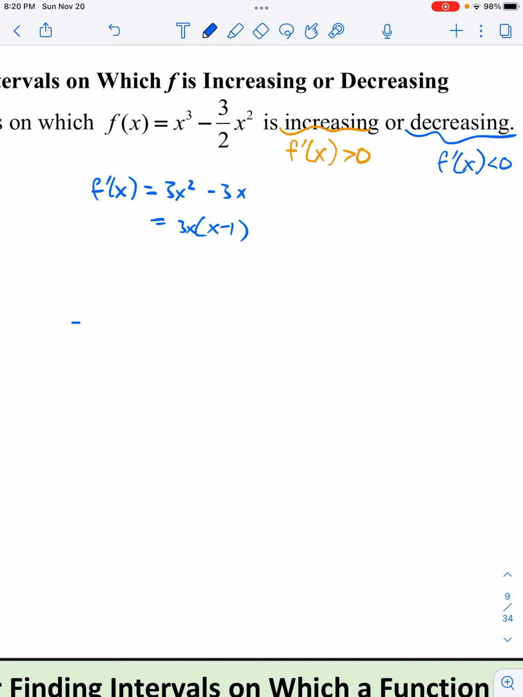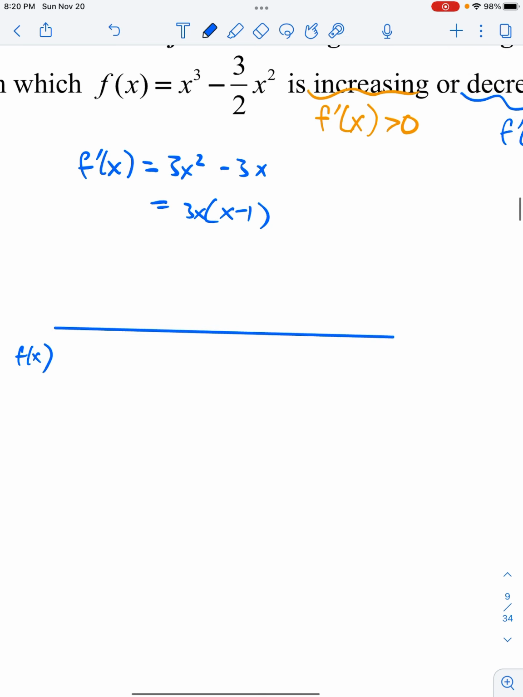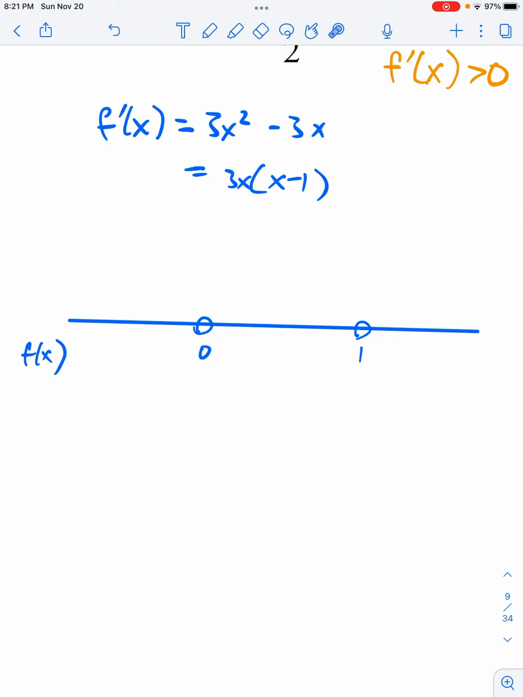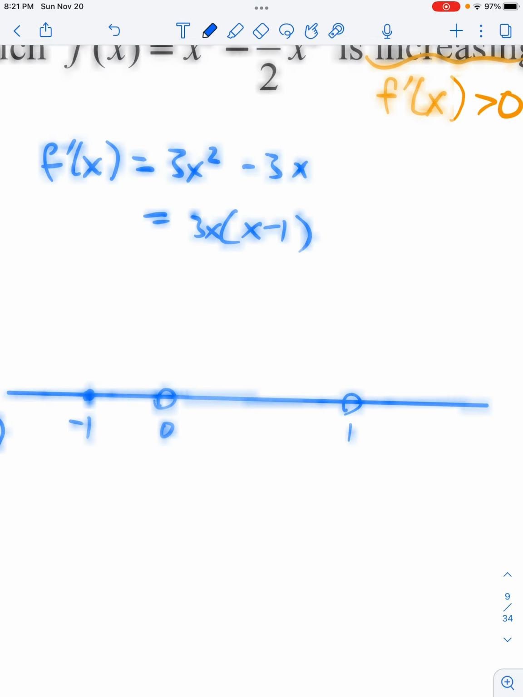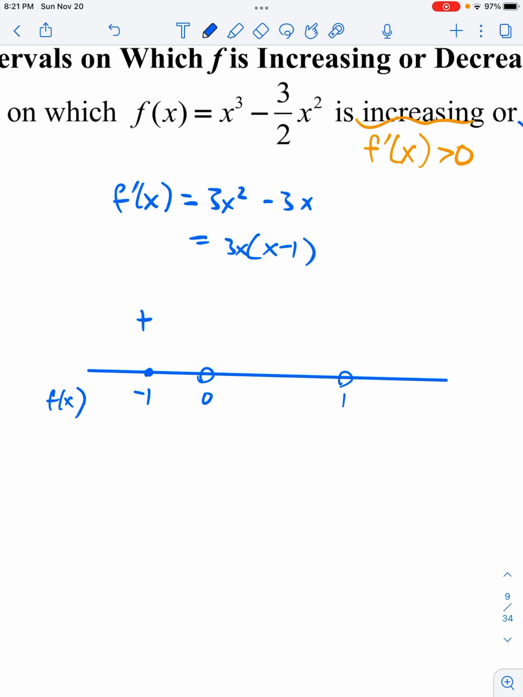Let's make a little sign chart for f. So this is f of x. To make a sign chart, again, you plot all the zeros and vertical asymptotes. There are no vertical asymptotes for this function. There are just zeros at x equals 0 and x equals 1. If we plug in a value to the left, let's say -1, it's going to be positive. So it's positive here.